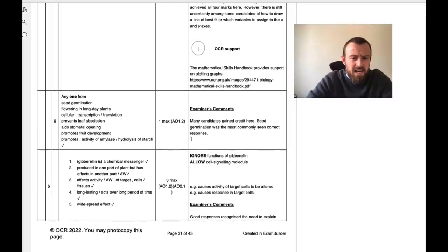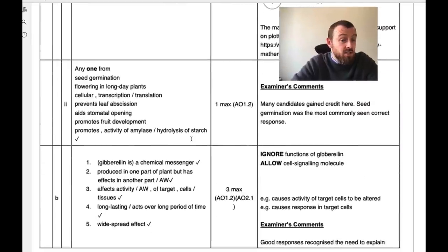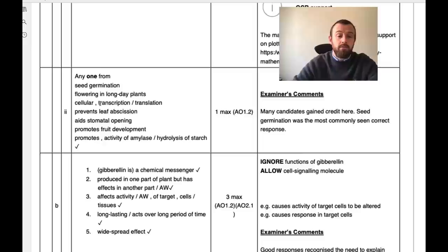You could have said any of these things. Seed germination. Flowering in long day plants. I think just flowering would have been good enough. Prevents leaf abscission, or prevents leaf drop. This is kind of when they sort of cut off. Aids stomatal opening. Promotes fruit development.